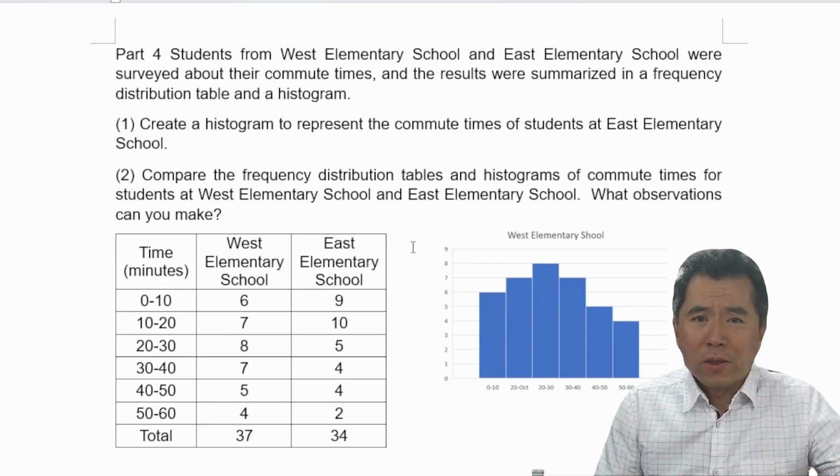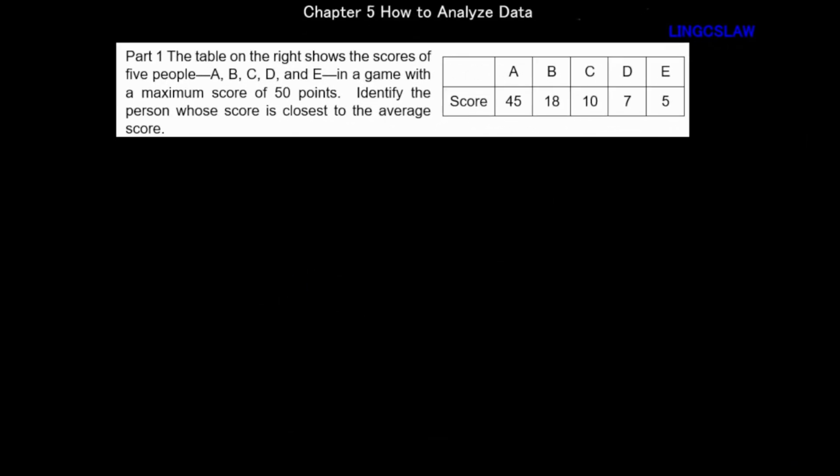Now, let's solve the problems. First of all, feel free to stop video and do the problem. Now, let's go on to solving. The table on the right shows the scores of 5 people, A, B, C, D, and E.